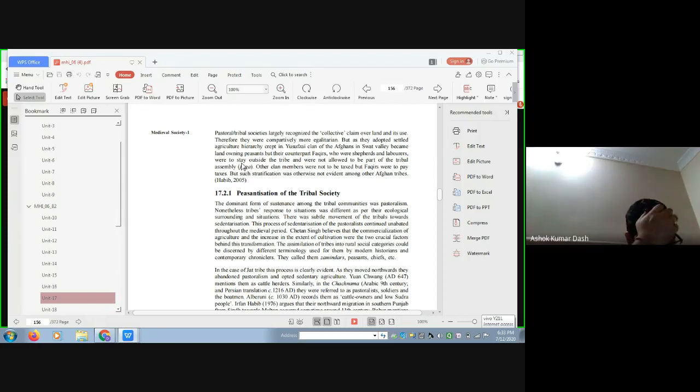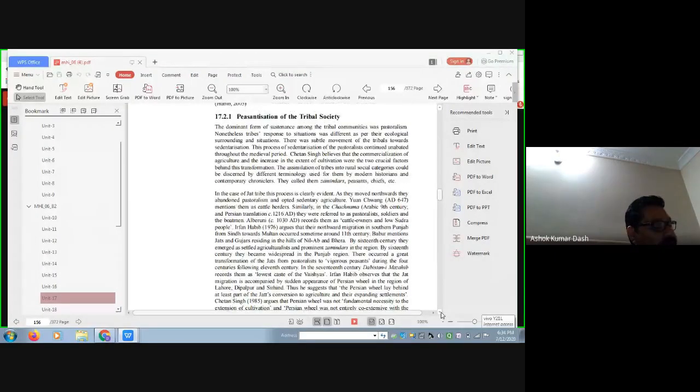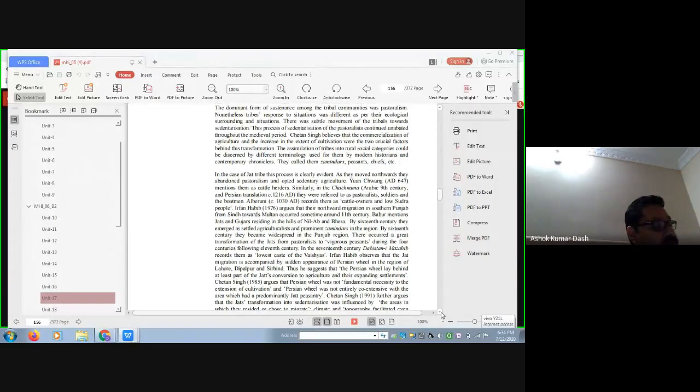We see that Wensang, in your study material you may go through, as I am just reading out, Wensang mentioned them. In the case of the Jat tribe, this process is clearly evident. I had just told you that the case study of the Jat tribes has been taken here. In the case of the Jat tribes, this process is clearly evidenced. Which process? This pigmentation of tribal society in the medieval period. The Jat tribe moved northwards by abandoning their pastoralism and opted for sedentary agriculture.